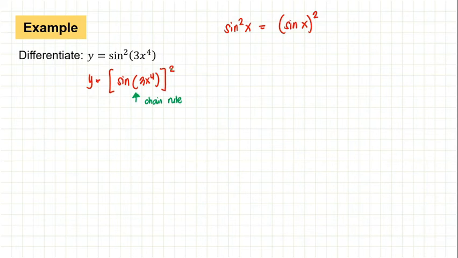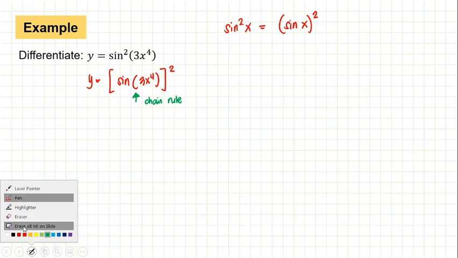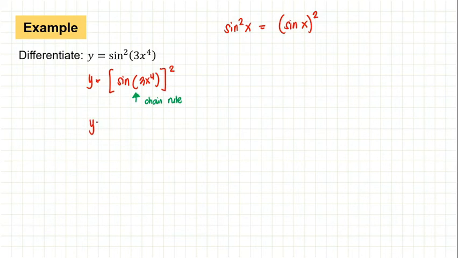Ibababa natin 'tong exponent, right? So we will now have y prime equal to, so baba natin si 2. Then we multiply it by sine of 3x to the power of 4. So you leave the inner function alone. Do not change it because we are still differentiating the outer function.